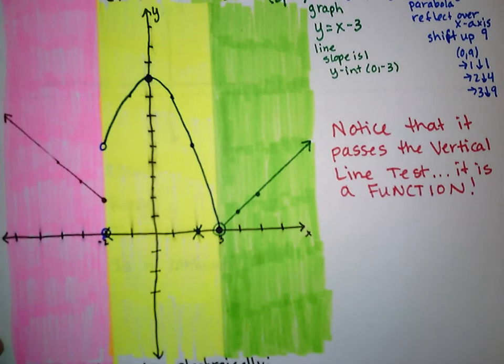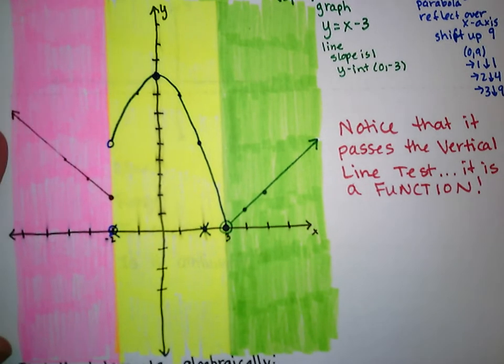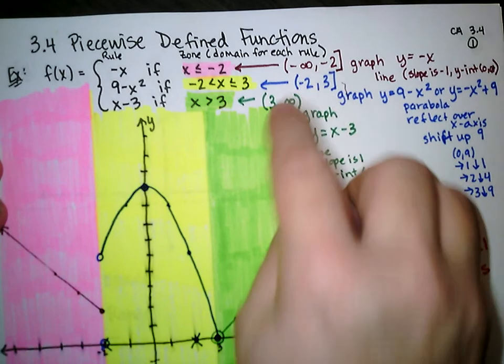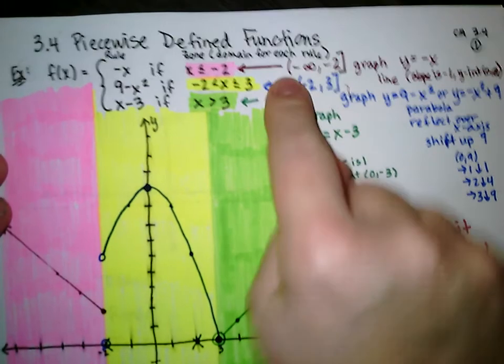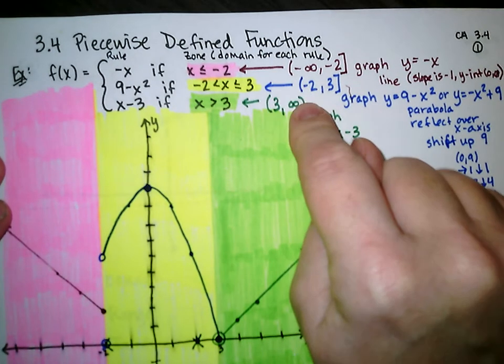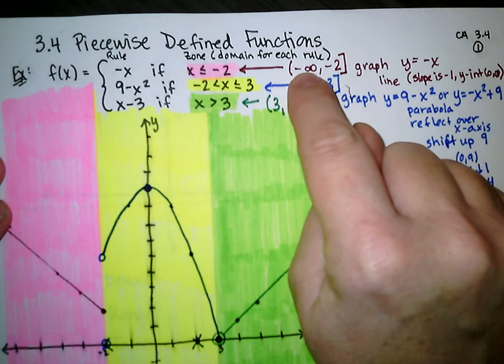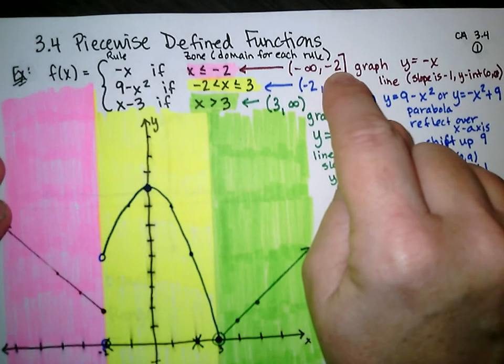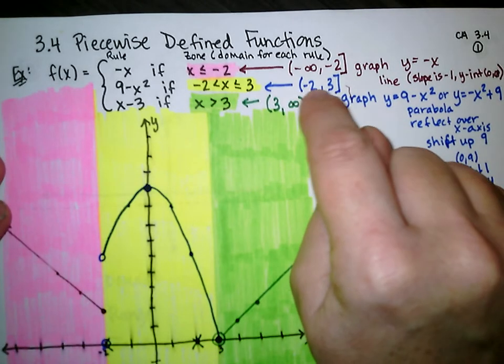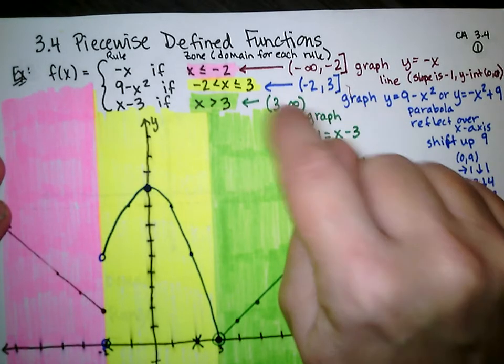All right, let's talk about domain. So each individual part of this function has a separate domain. But if we look at continuing that domain across from negative infinity to infinity, we go from negative infinity to -2. We include -2. So that -2 is included. We go all the way to 3. We include 3. That 3 is included.